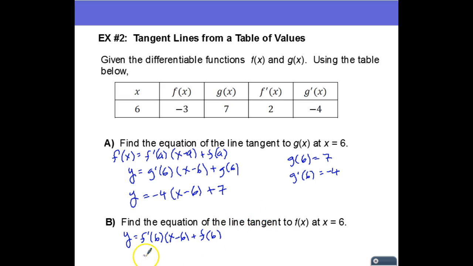Now, from the table, we can see that f prime of 6 is going to be 2. So we have 2 times x minus 6. And then we're going to be adding f of 6. So f of 6 is negative 3. So plus negative 3 is the same as minus 3. And so here we have our equation.